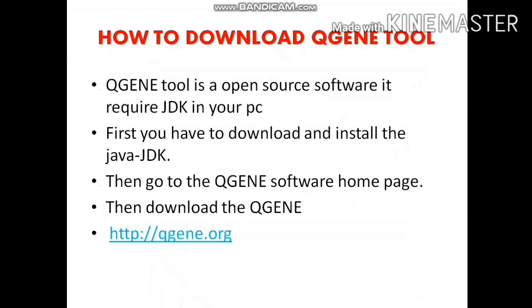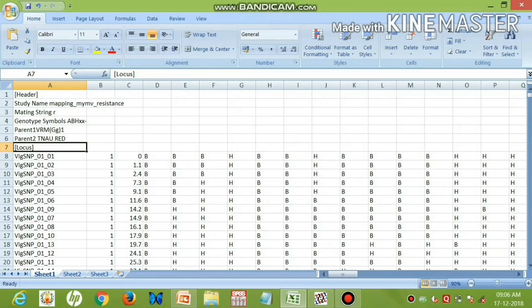The first step is to download and install the QGene software. Make sure that you have the Java Development Kit installed. If you don't, you will need to download it. After the installation, next you need to launch the data file that you will work with. The data file consists of three sections: header section, locus section and trait section.